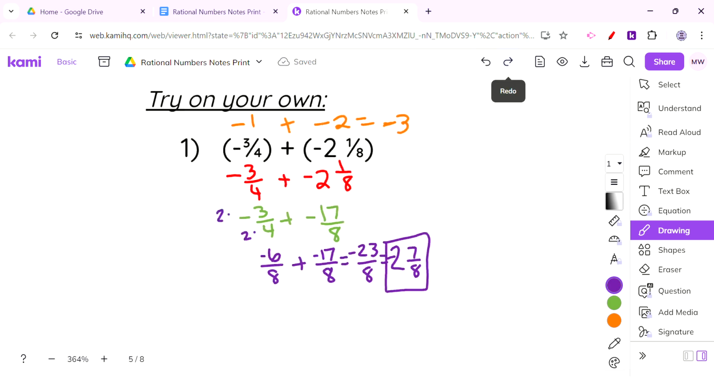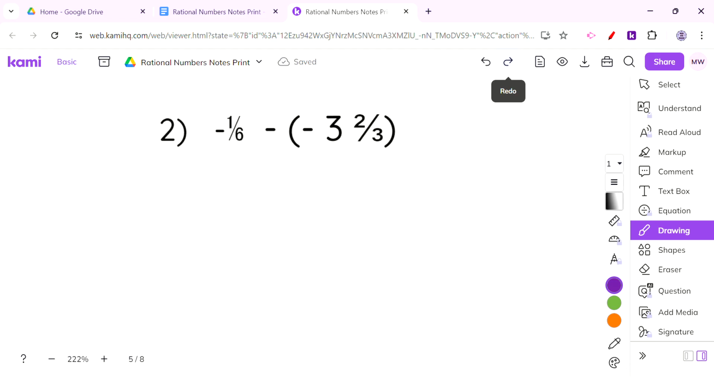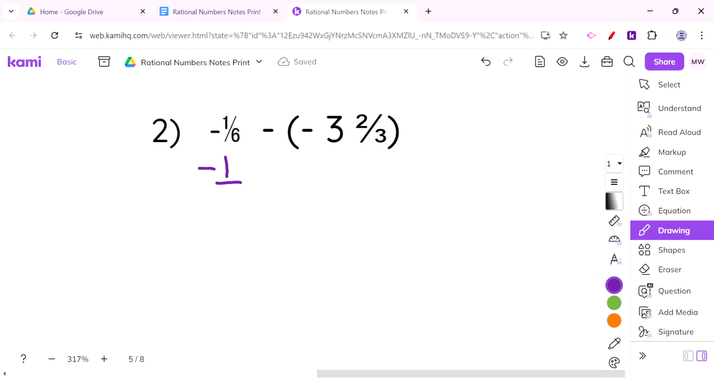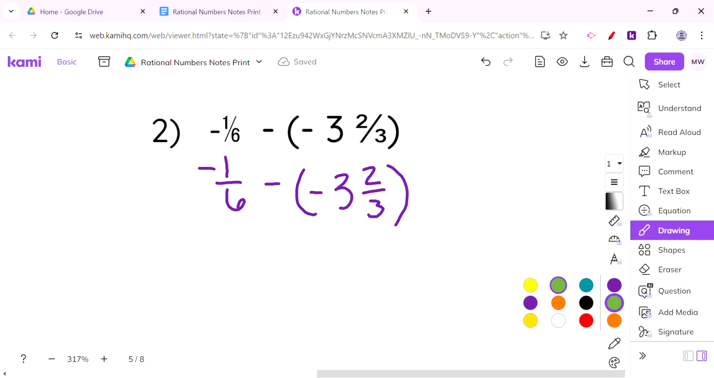All right, let's look at the next one. We have negative 1/6 minus negative 3 2/3. All right, we are going to start off keeping the first fraction. I'm going to actually rewrite these so that I can see them without the slashes. All right, let's estimate. Negative 1/6 is really like 0, right? I'm just going to call it negative 1, but really it would be closer to 0, if anything.